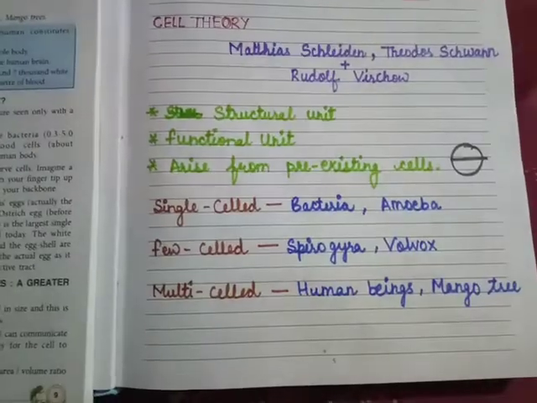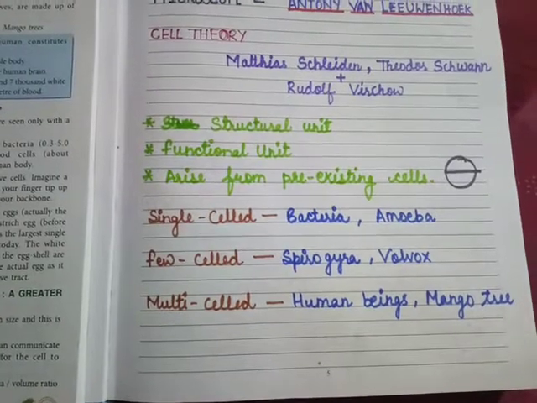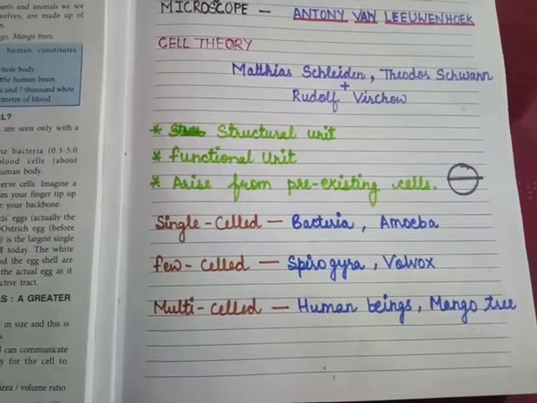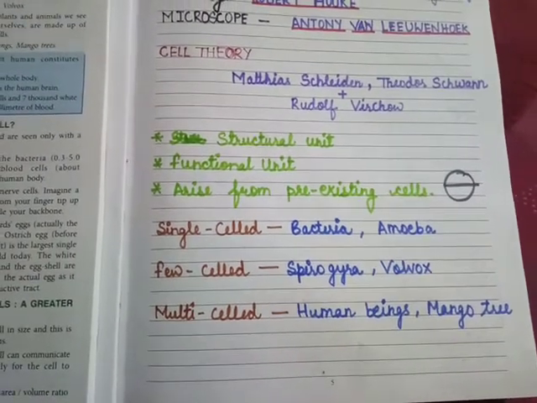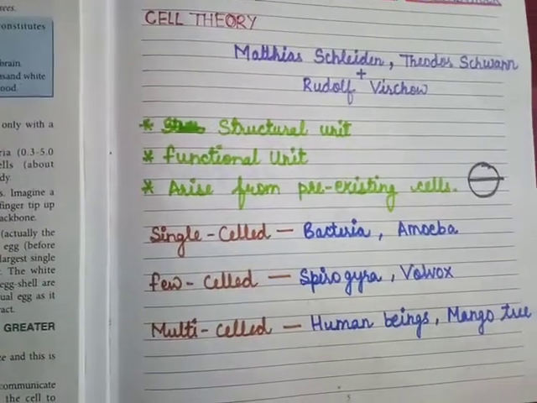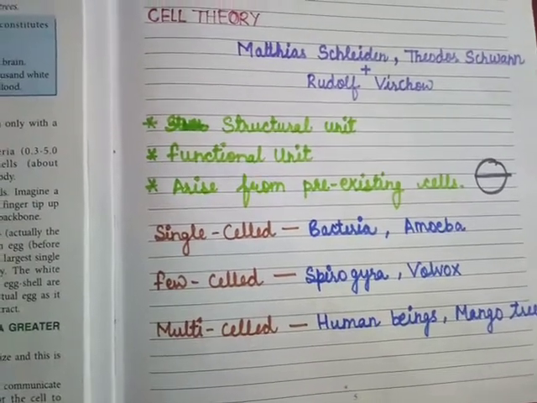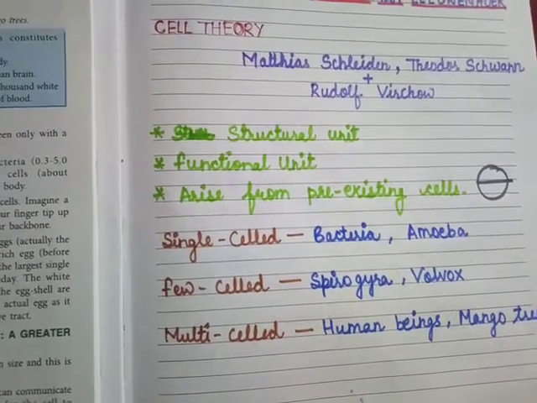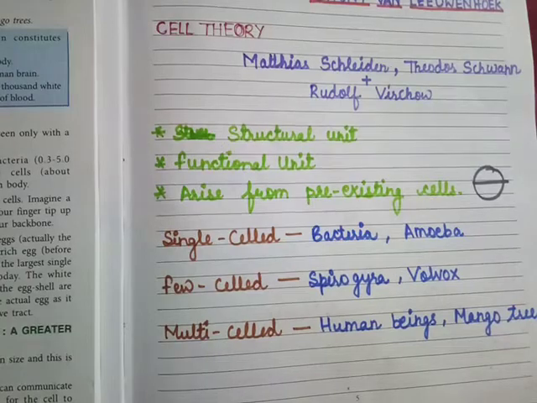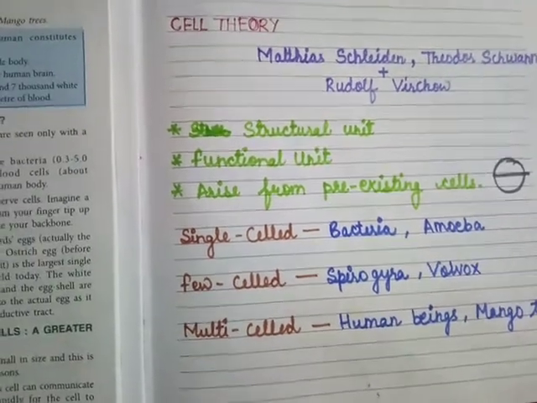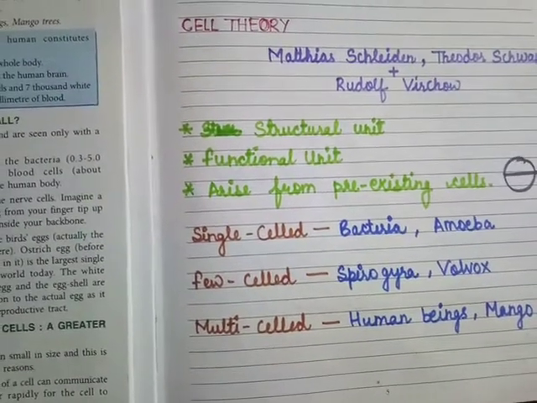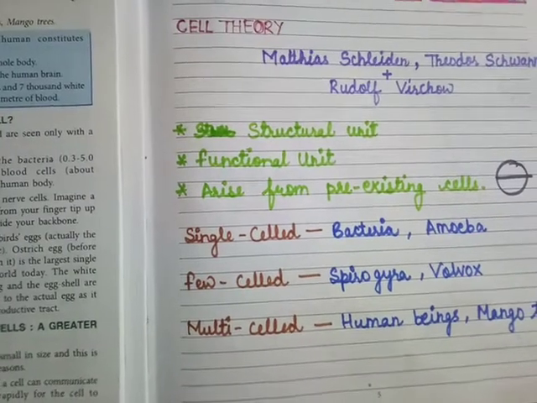Now we'll talk about the cell theory. Cell theory was proposed by Matthias Schleiden, Theodor Schwann and Rudolf Virchow. They all discovered the cell theory. So what is cell theory? Cell theory states three major points. That is, cell is the smallest unit of structure of all living things. Cell is the unit of function of all living things, and all cells arise from pre-existing cells.